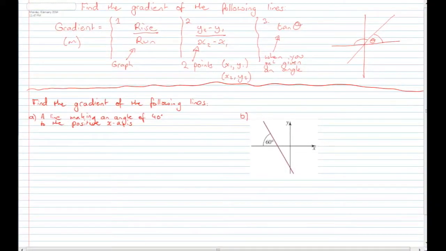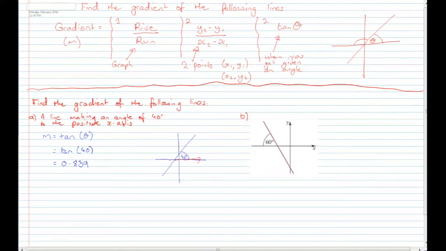Alright, so these questions say, find the gradient of the following lines. First of all, A, a line making an angle of 40 degrees to the positive x-axis, and B, the picture that you can see over here. Alright, so first of all, I've drawn out the picture here of what the line will look like. So you've got a line going up here, and it's saying it's making an angle of 40 degrees with the positive x-axis. Now this section here is known as the positive x-axis because it's going up in the positive direction. The negative x-axis would be going in the negative direction.